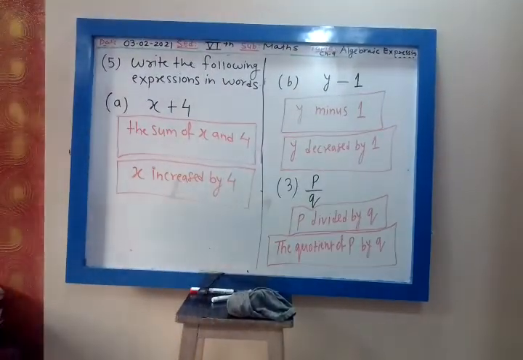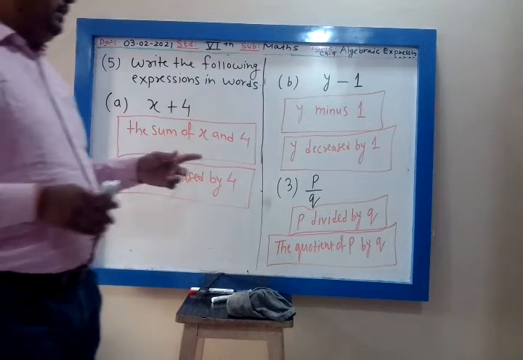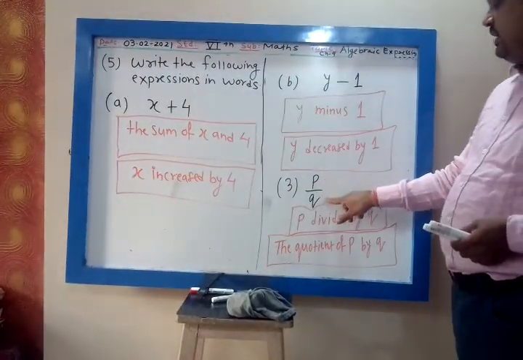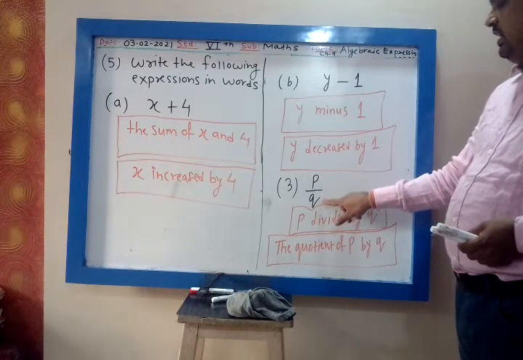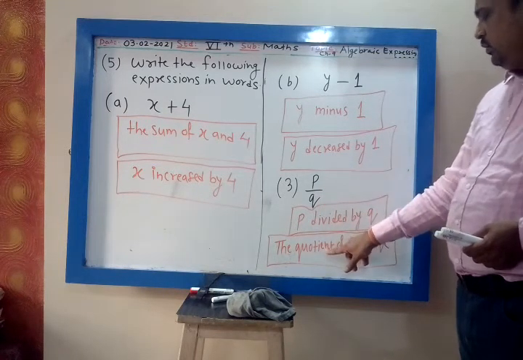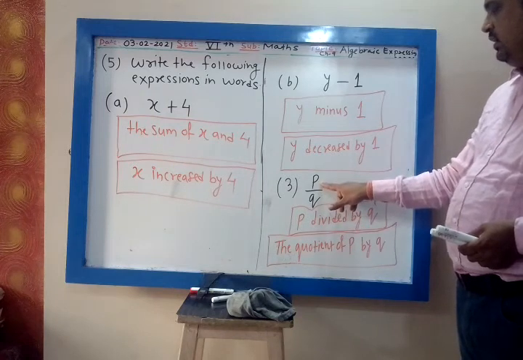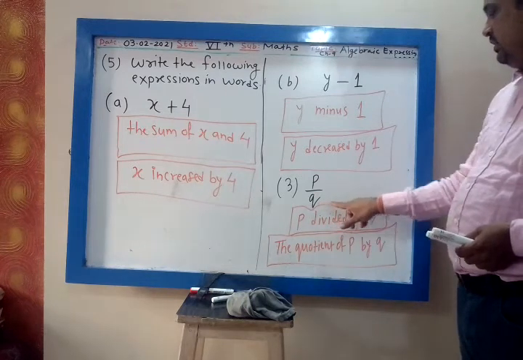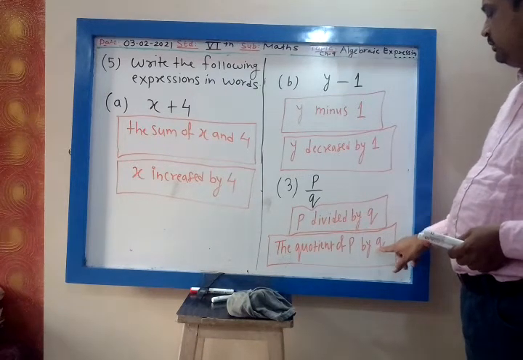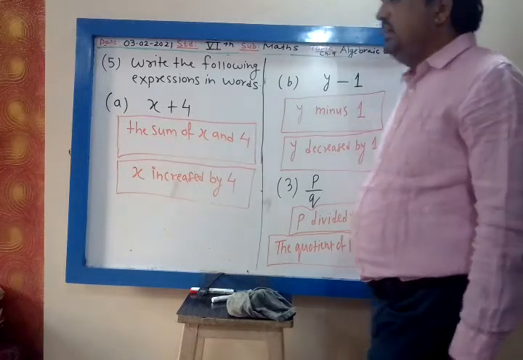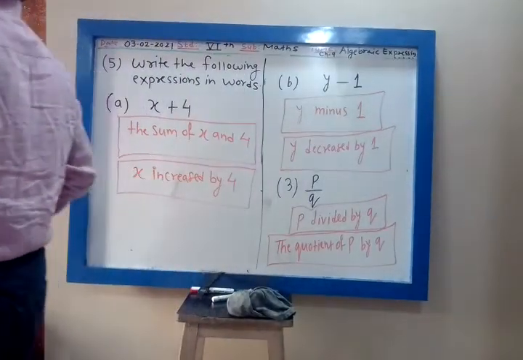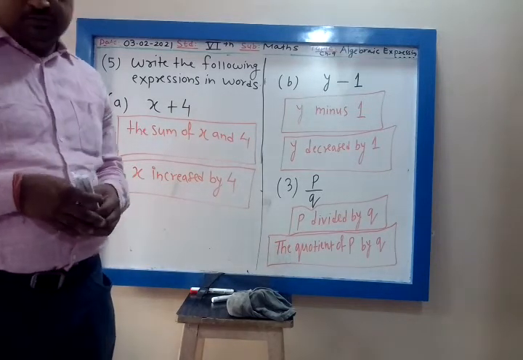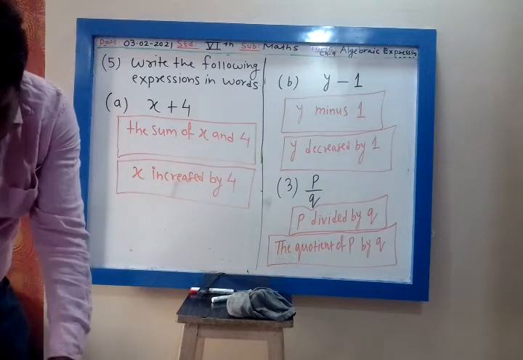Quotient means division. So it is P upon Q, means P is divided by Q. P divided by Q, or the quotient of P by Q, because Q is there in the denominator. So we write by Q. Is it clear? So P upon Q means P divided by Q or the quotient of P by Q.